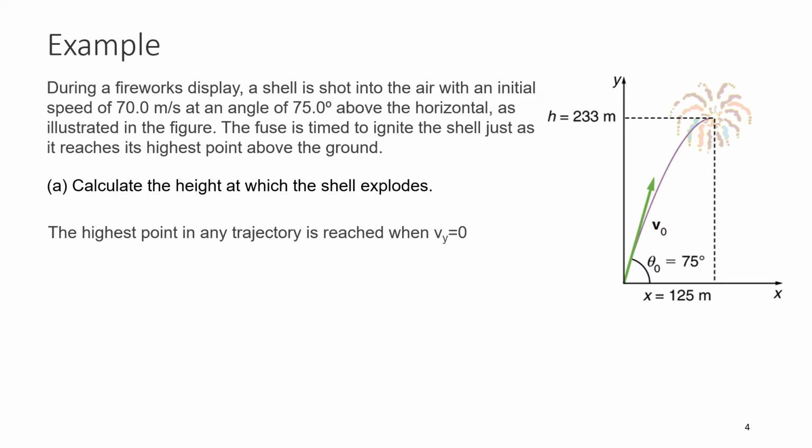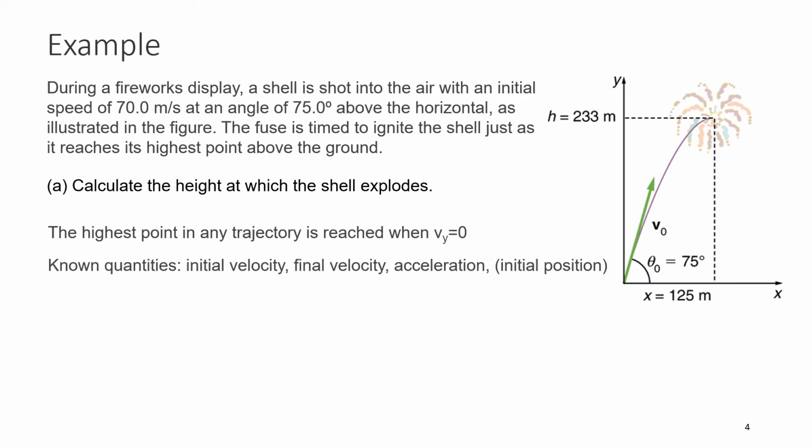Considering the motion in the vertical direction, the known quantities are the initial velocity, the final velocity, which is 0, the acceleration, which is minus g, and we can set the initial position to be 0. And the quantity to be determined is the final position, which is the height of the highest point.